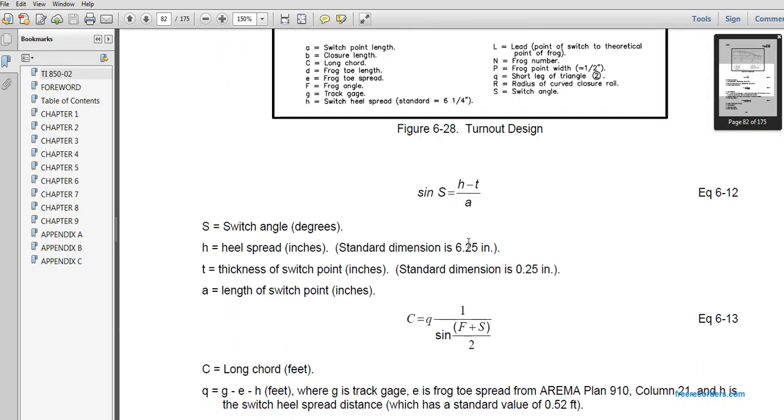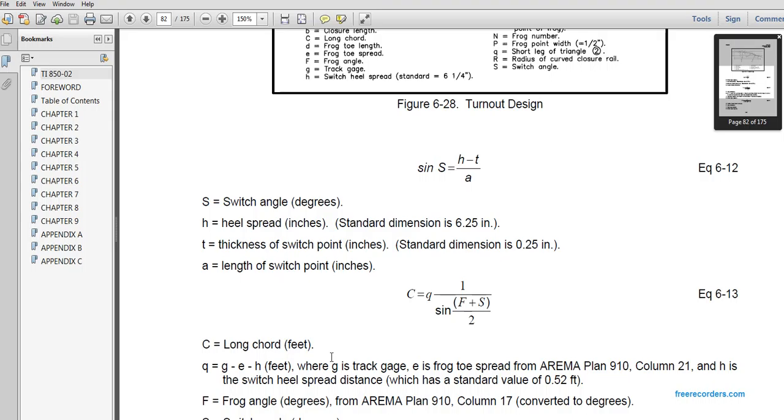H is the heel spread, in the standard dimension of 6.25 inches. T is the thickness of the switch point in inches, in the standard dimension of 0.25 inch. A, the length of the switch point in inches, is C, the long chord in feet, divided by Q, which is the short leg of the triangle.